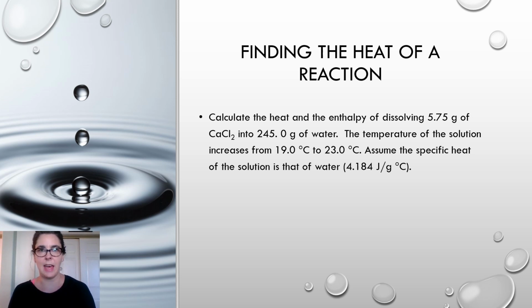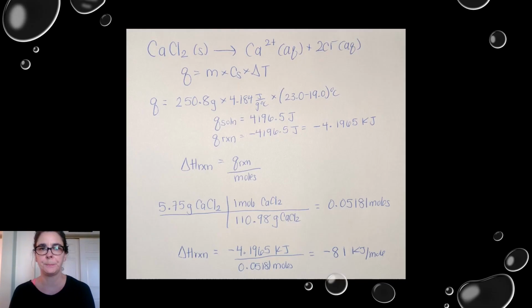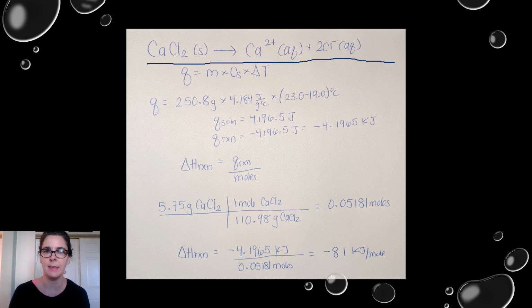Okay, so let's look at how we're going to solve this problem. First, a nice reaction is in order, and we have that up here. We have a dissociation reaction, calcium chloride dissociating into calcium ions and 2 chloride ions. We're ultimately after what the delta H of this reaction is, similar to what you're doing in lab today. So we're solving for delta H of the reaction.